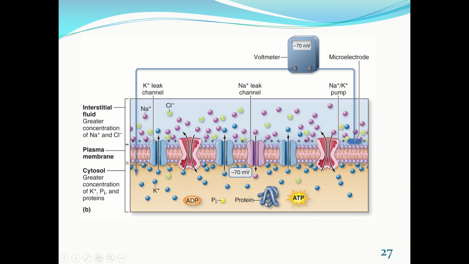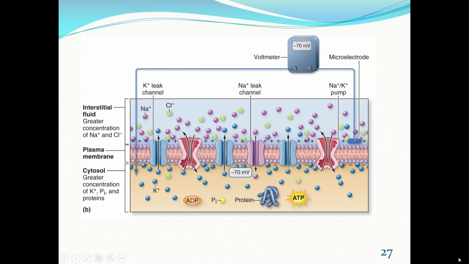You see that there's protein here. This is an anion, a negatively charged ion, that is going to be attracted to the potassiums, and that also plays a role in that negative charge on the interior of the plasma membrane.